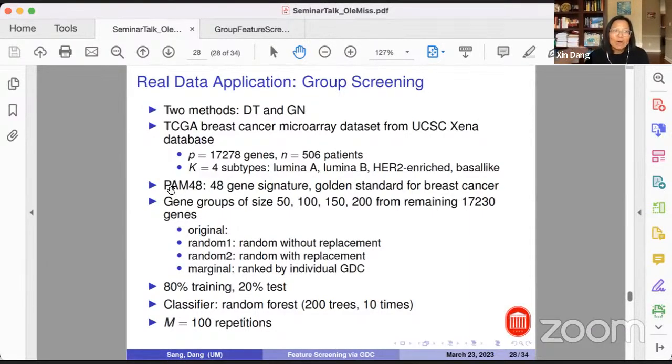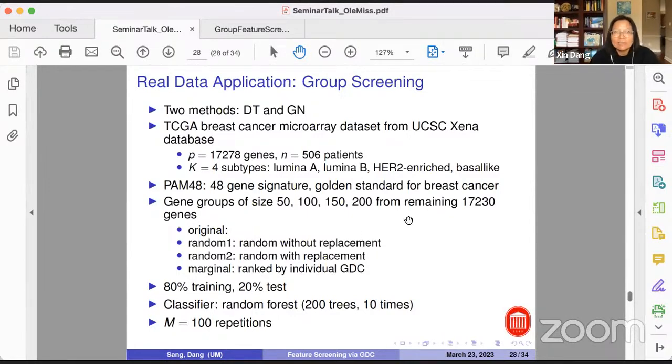Why do we choose this data? Because it has a golden standard. Those 48 genes we call PAM. In fact, it is the PAM 50 genes, but the data only contain 48 such genes, so we call it PAM 48. Those genes are the golden standard for breast cancer, identified by the doctors, the domain experts.